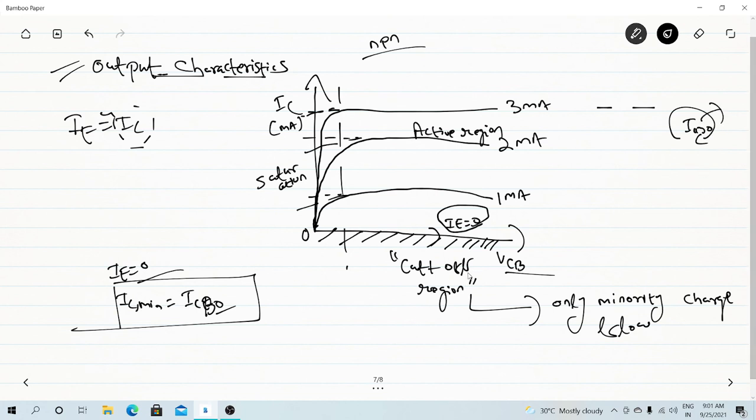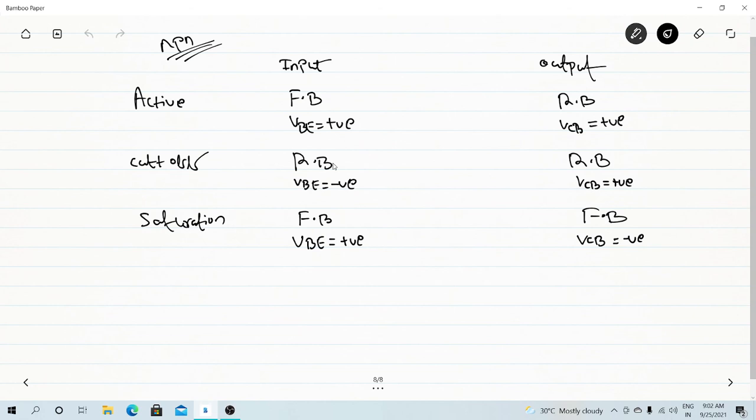So minority current is ICBO. When IE becomes 0, then we are having the minority current, because in reverse biasing only minority current can flow. So this is cutoff region, this is saturation region, and this is active region. And basically, what are the conditions to operate the transistor in all those three regions? In the next video, we will be discussing about the common emitter.